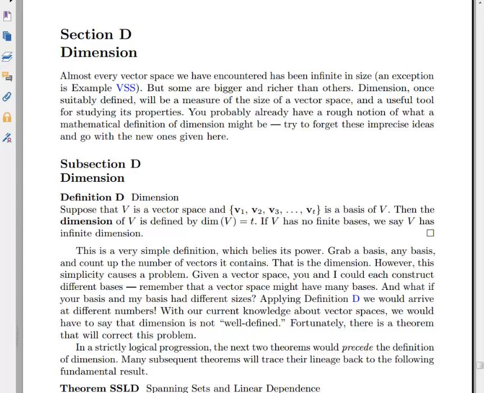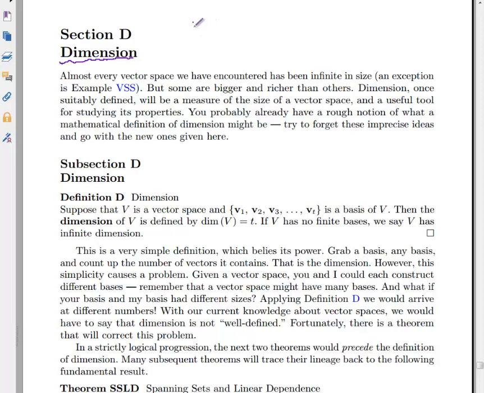Okay, we're going to talk about a very useful concept called dimension. Now, this is something that we've met before, but we're just going to formalize it. Remember, this is a similar situation to what we had with basis.